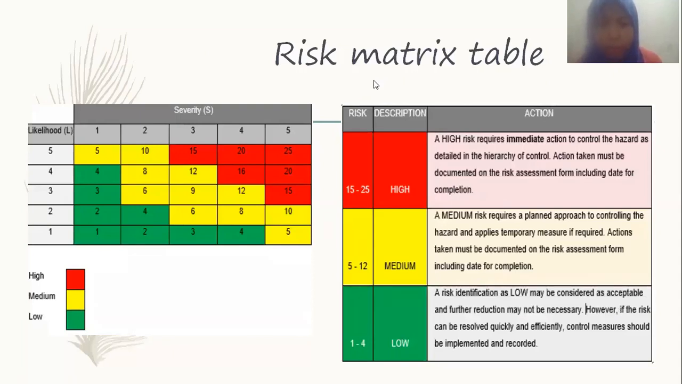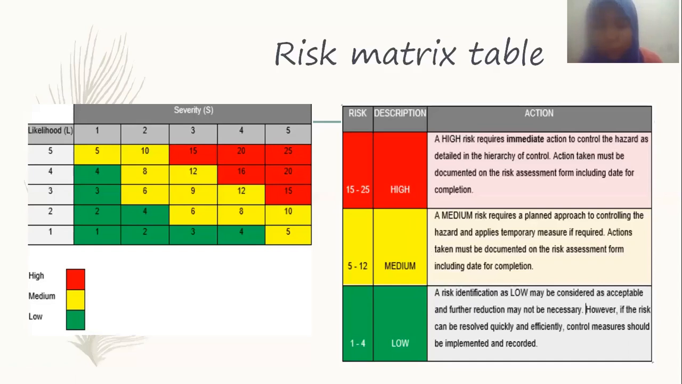Okay, so this is the risk matrix table. As you can see, there are likelihood and severity. There are five levels of likelihood and severity, where 1 is the lowest and 5 is the highest. We multiply the severity and likelihood, and the highest is 15 until 25. A score of 1 until 4 is low, which may be considered acceptable, and further eradication may not be necessary. However, if the risk can be resolved quickly and efficiently, control measures should be implemented and recorded.